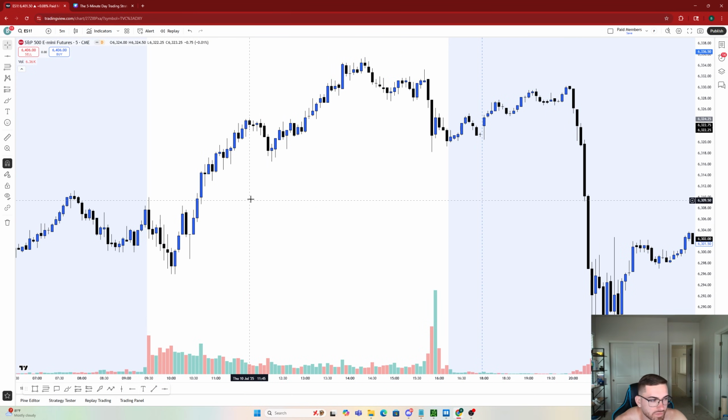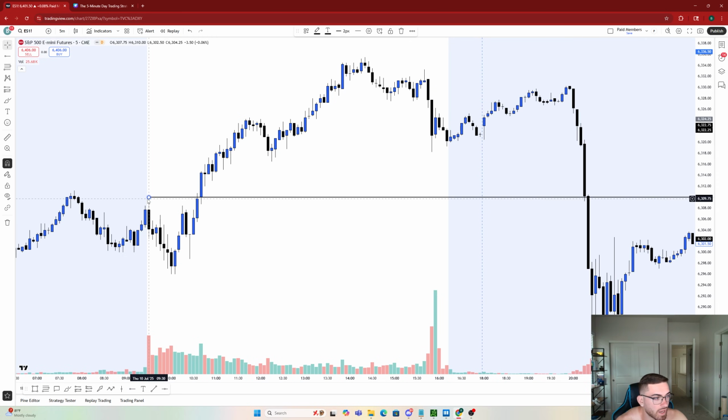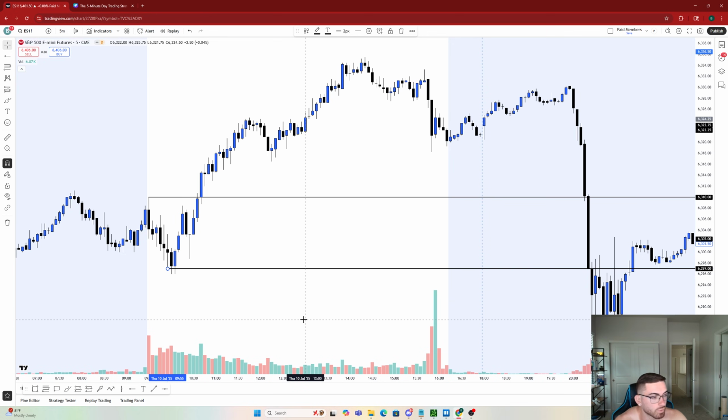Here's a pretty decent example of the breakout above the high of the first 30 minutes. So as you can see, we have this high point right here. And then the lowest point of price action within the first 30 minutes was there. Price tried to break below, reclaimed it, but ultimately on this candle, we did break above it and we did have a lot of volume on that candle. So again, that would confirm for you to get long.